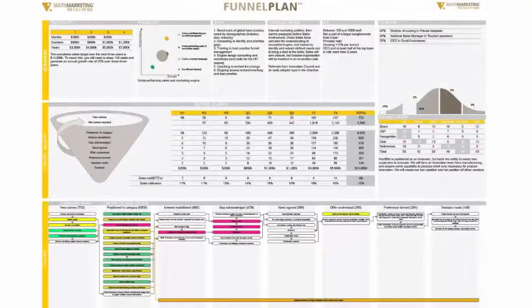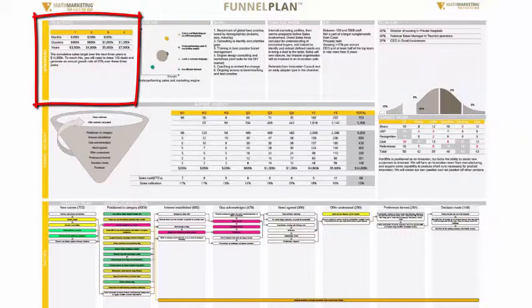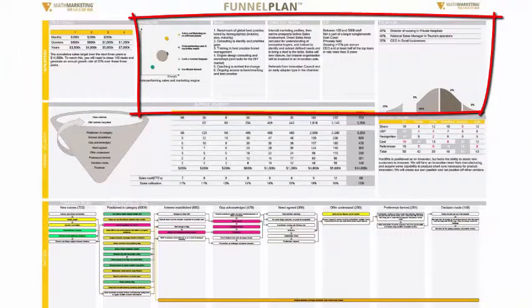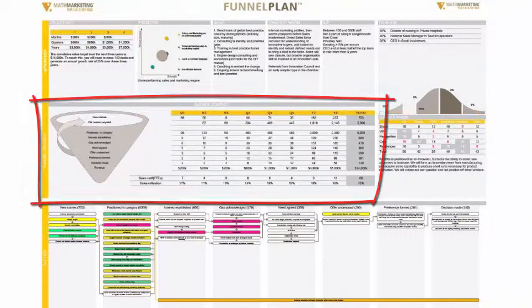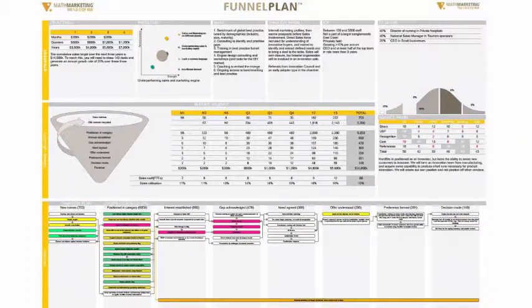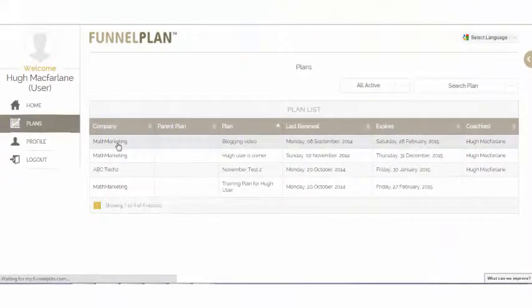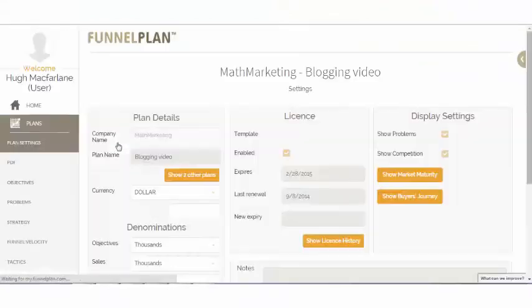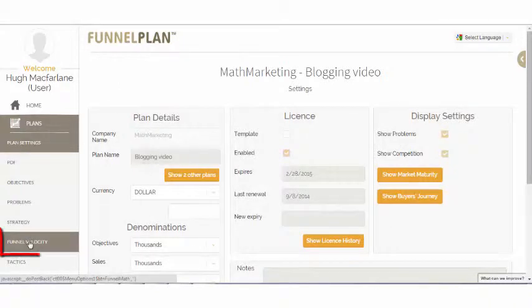As you know, the funnel plan is a great way to capture on a single page the plan for marketing and for sales. It describes the objectives, the strategy, the velocity, and the tactics that marketing are going to use together to generate the results that you need. Now let's take a look at today's discussion in the context of the funnel plan. We use the normal blogging video that I've been using in the previous shows, and we're going straight to velocity.